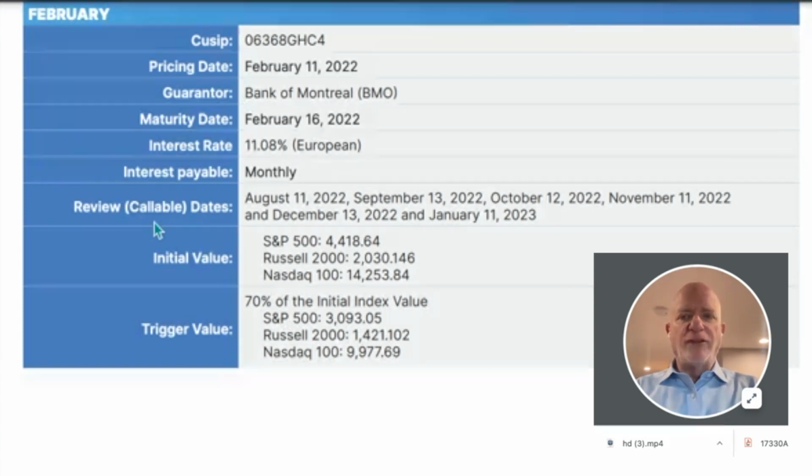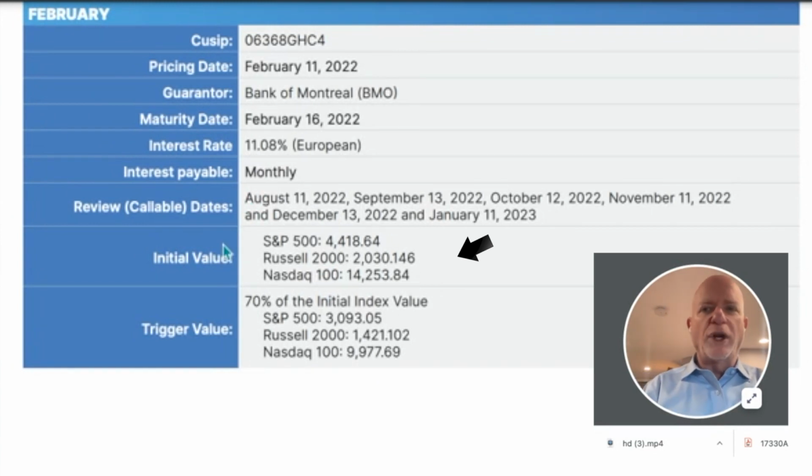Now, these notes have something called call dates. And the first call date is in 6 months, and then there's a call date every month thereafter up until the 12 months. What happens with the call date is, let me explain it this way. See these initial values: S&P 4418, Russell 2000, NASDAQ. So these are the three underlying indexes that are being followed.